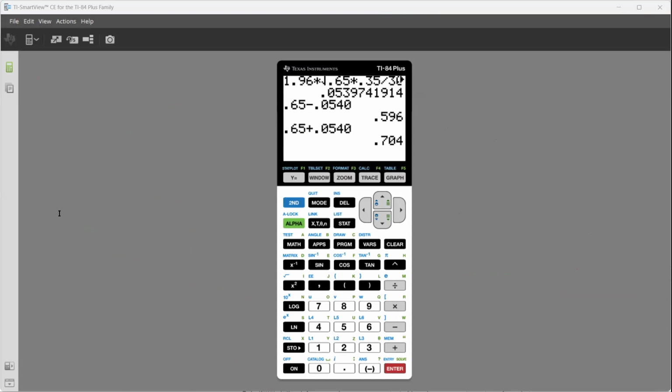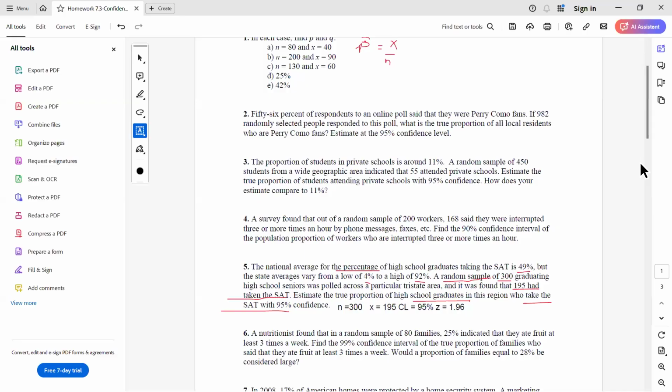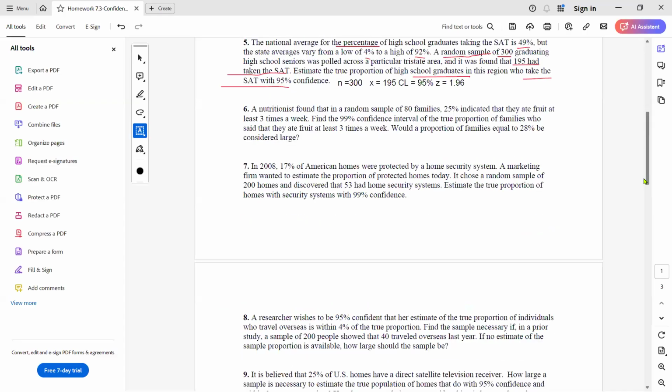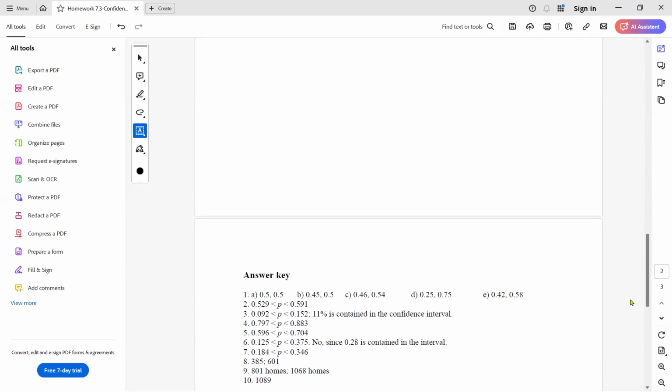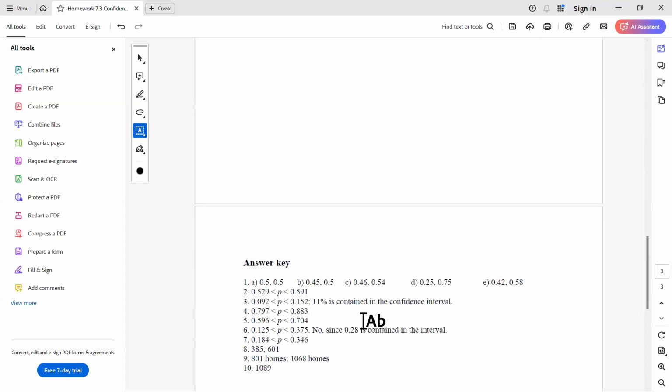Okay. Now 0.596 to 0.704. Let's go back to this. And I'm going to scroll down. And there we go. She left it as decimals. Sometimes she converts these to percentages, but here she didn't do that. She'll let you know in class if you're supposed to, or on the exam if you want. But that is where that came from.